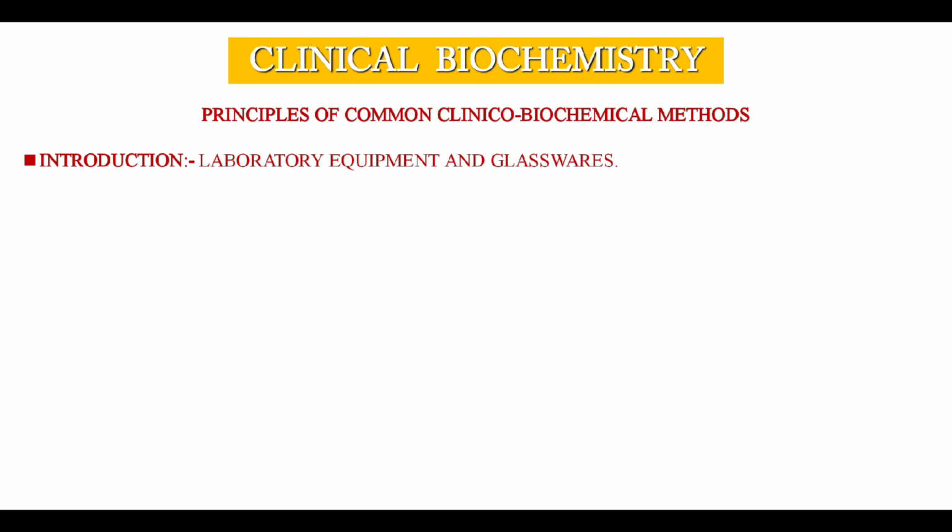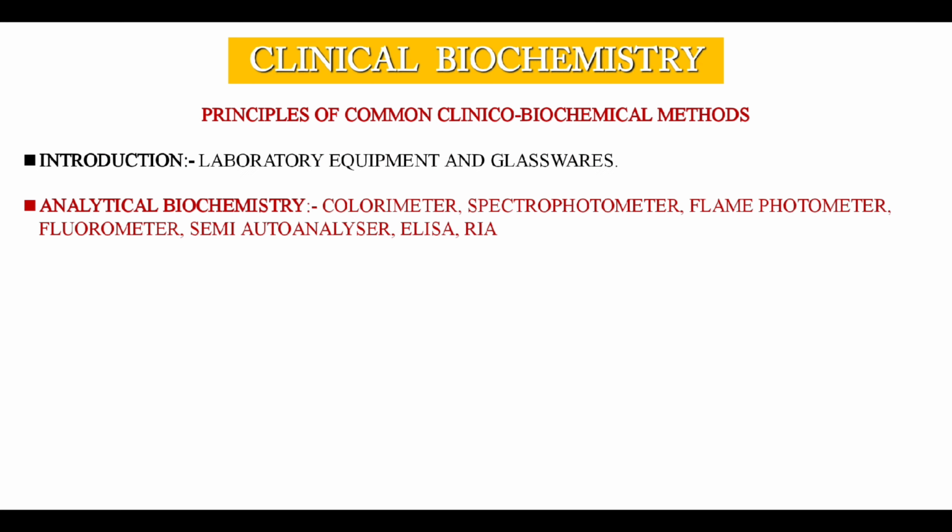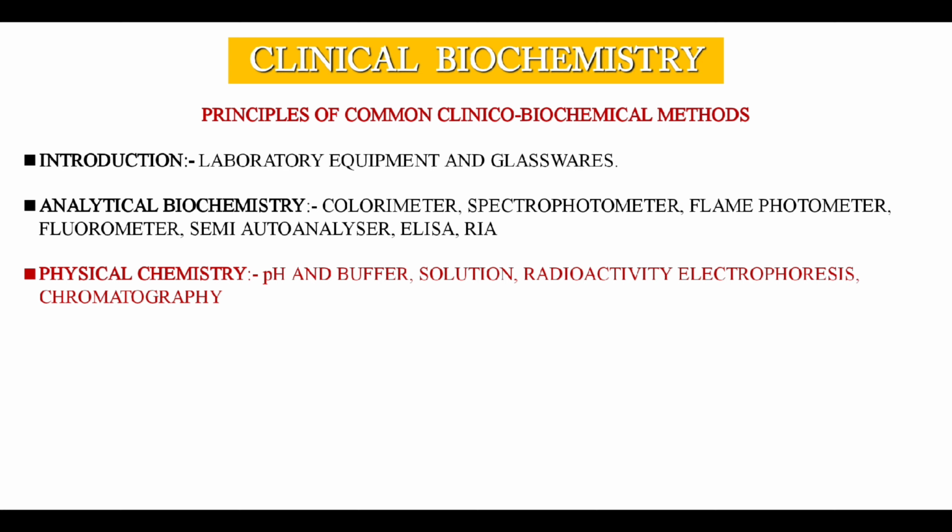Now our second topic is analytical biochemistry, in which we have to study principles and uses of colorimeter, spectrometer, flame photometer, fluorometer, semi-auto analyzer, ELISA, RIA. And the next topic is physical chemistry, in which we have to study pH and buffer solution, radioactive electrophoresis, chromatography.